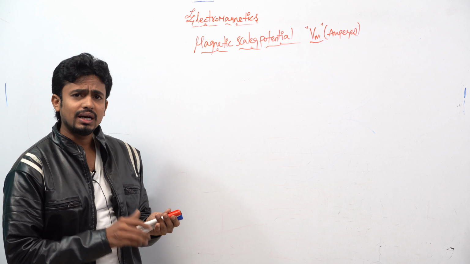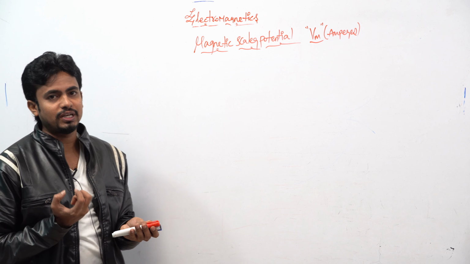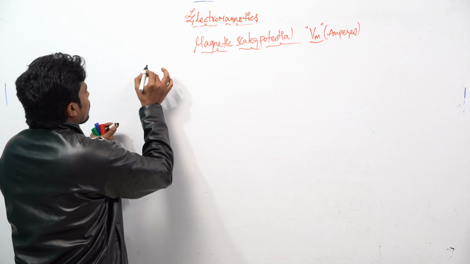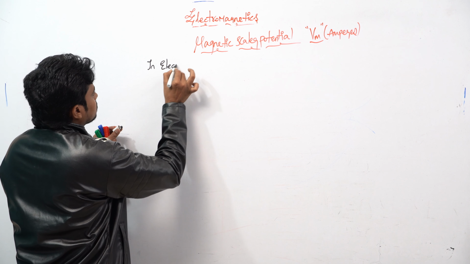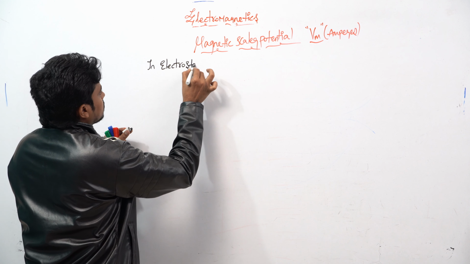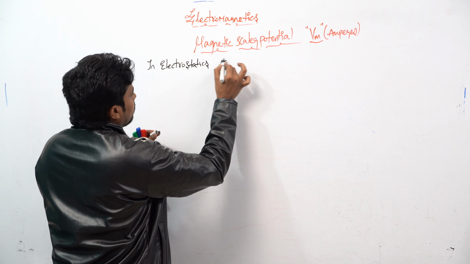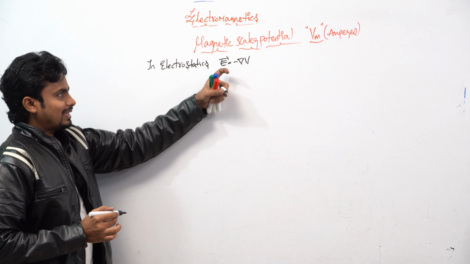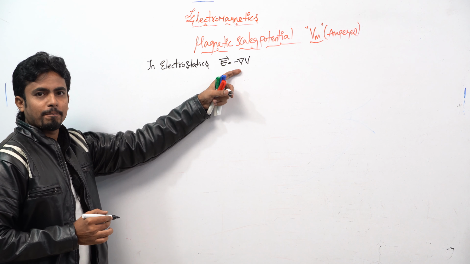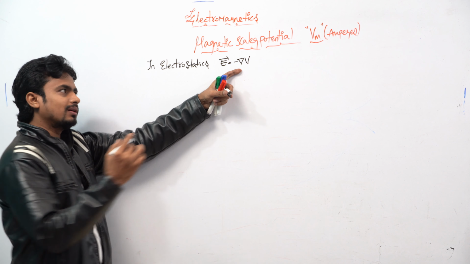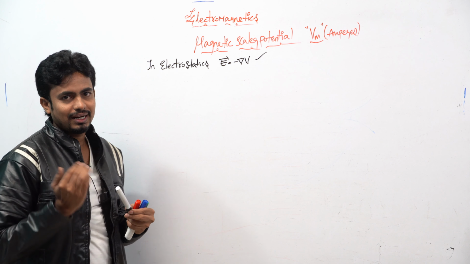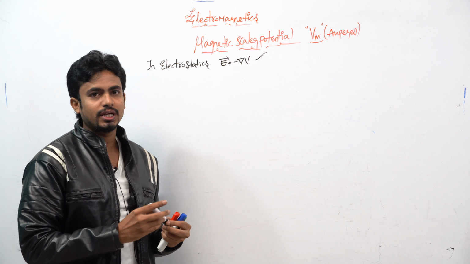In electrostatics, what happens to the electric field intensity with respect to the potential? The formula in electrostatics is E bar equal to minus del V. This concept has to be proved. If you don't get this formula, E bar is equal to minus del V, please watch my previous lectures, and then you will get to know how I get E bar equal to minus del V.